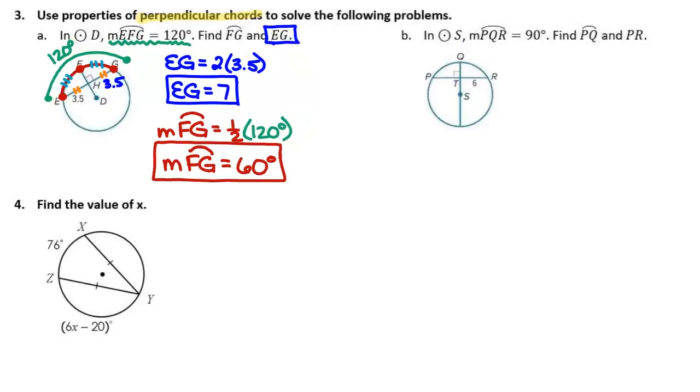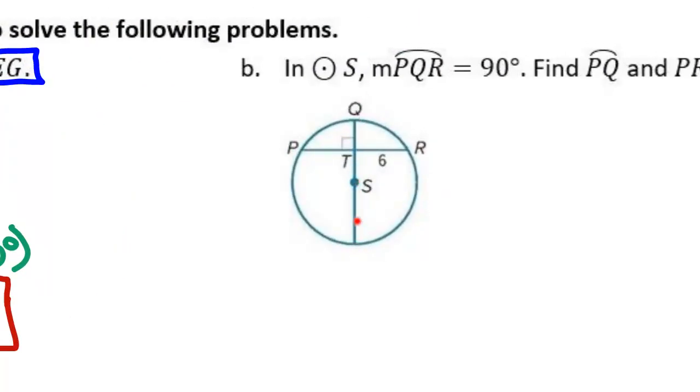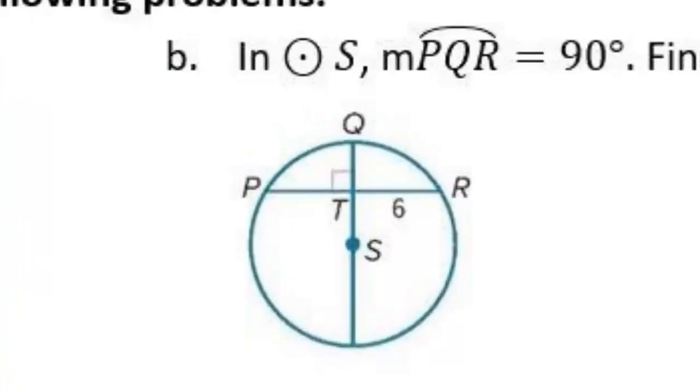Part B is very similar. What would we call this segment right here? What part of the circle is that? It's a diameter. Goes from edge to edge, crust to crust, through the center. That is a diameter. And what's happening right here at T? Yeah, it's making a right angle, so it's bisecting my chord. My chord PR is being cut into 2 equal parts.